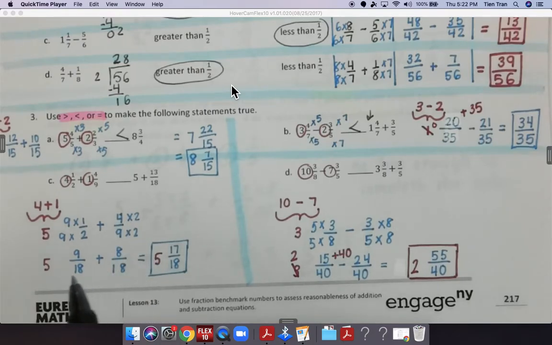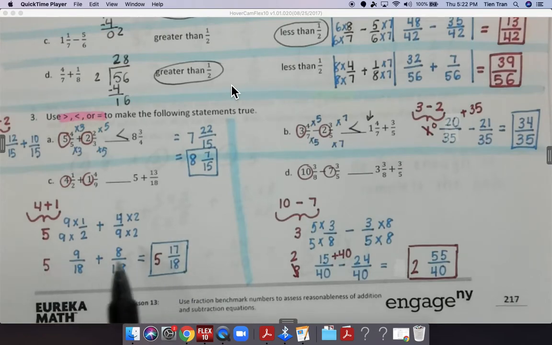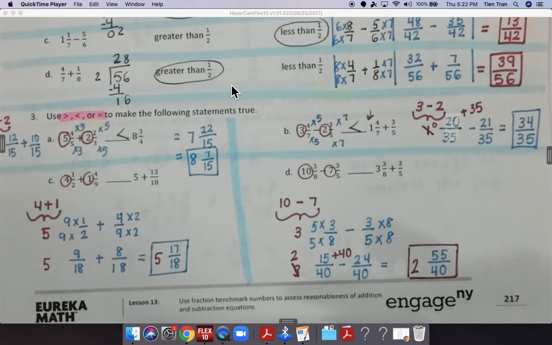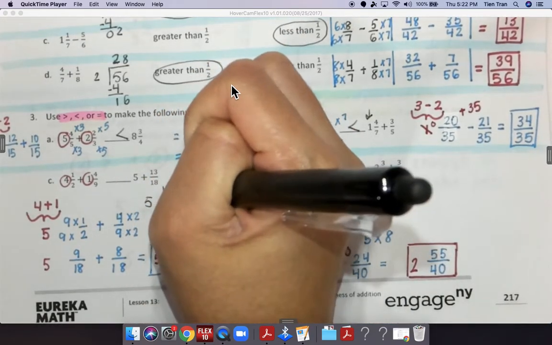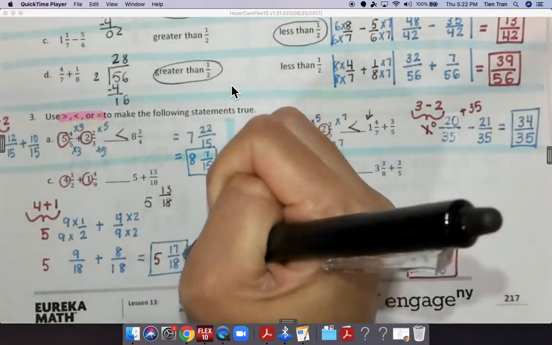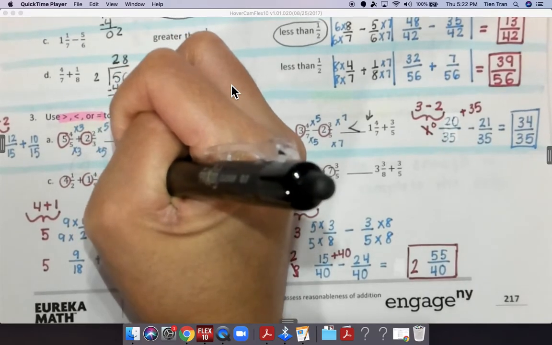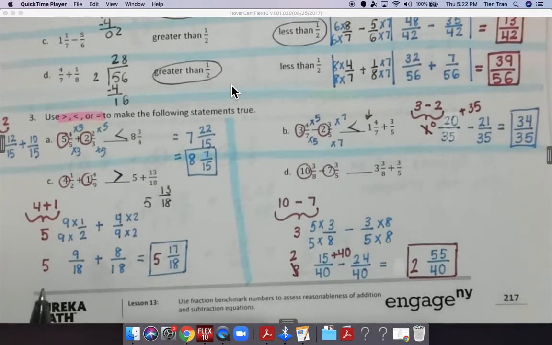Now I'm going to add those top numbers together. 9 plus 8 is equal to 17, and my denominator 18 stays the same. My 5, I bring it right over. So I get 5 and 17 18ths. And I'm comparing to 5 and 13 18ths. We know that 13 is smaller than 17, so that means that my shark is going to eat the bigger number, and the bigger number is 4 and 1/2 plus 1 and 4 ninths.